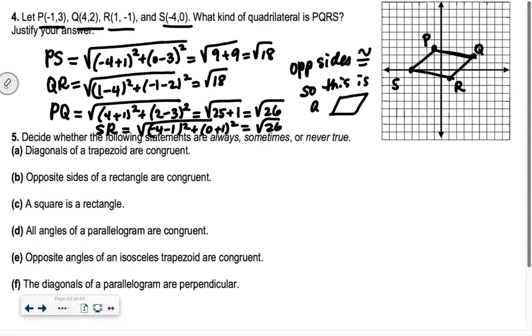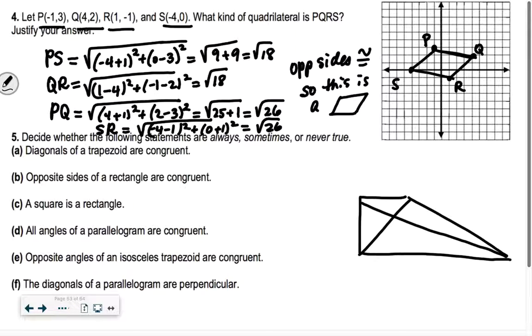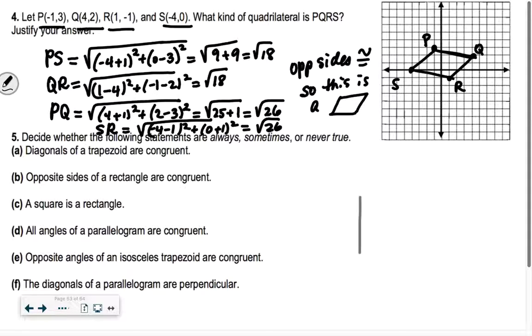So diagonals of a trapezoid are congruent. Are the diagonals always, sometimes, or never true? So draw a really exaggerated one. Like if I had something like that, is this diagonal the same as this diagonal? No. Can they be? Yes, if it's isosceles. So we're going to say sometimes.